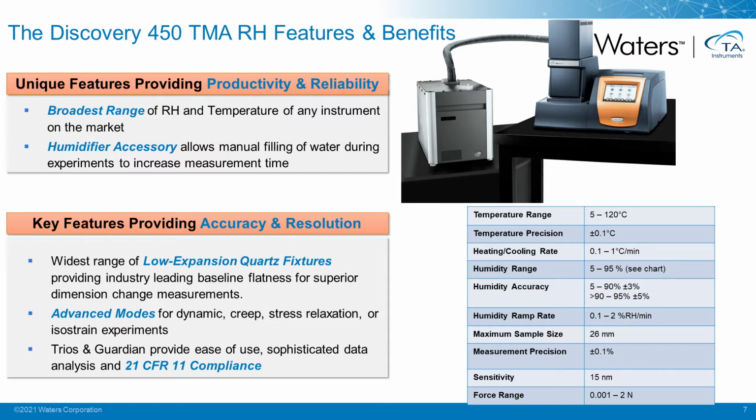So we have a little bit higher top end on this. I will show a chart of the temperature versus relative humidity range here a little bit later. It's not the rectangle that it is on the SA, but we'll see what a chart of that looks like. And then some of the other specifications, such as maximum sample size and sensitivity, are exactly the same as they are in the Discovery TMA.